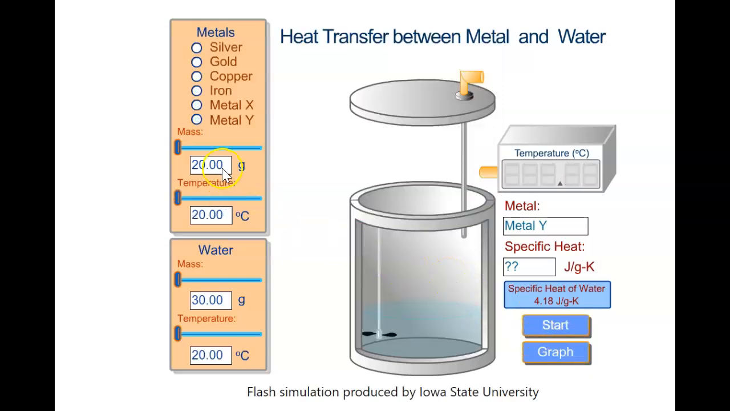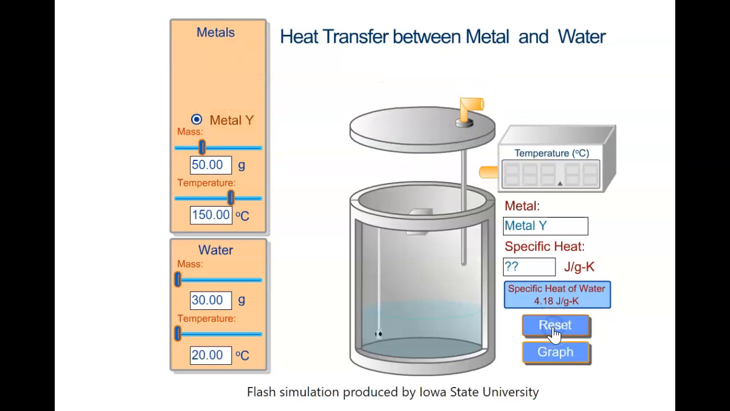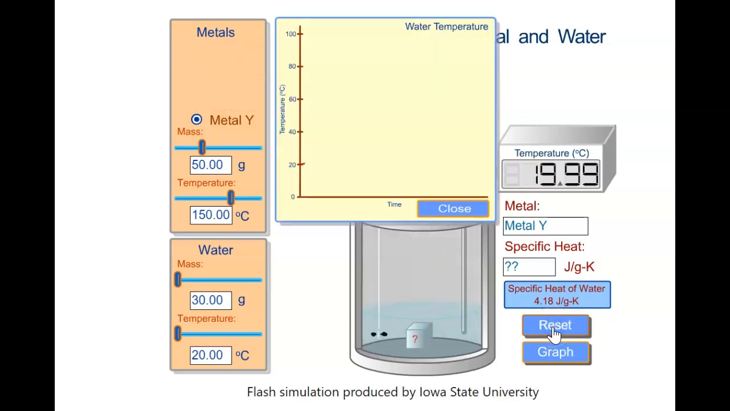And then our last piece of data, we're going to do 50 grams back up to the 150 degree mark. We actually got it to 150. Okay, so sample Y, 50 grams of it, 150 degrees Celsius. That's our last piece of data. Let's start that and see what happens.